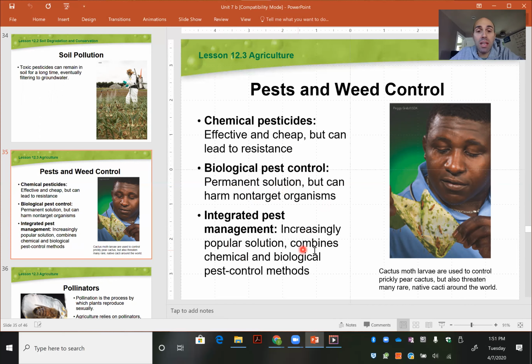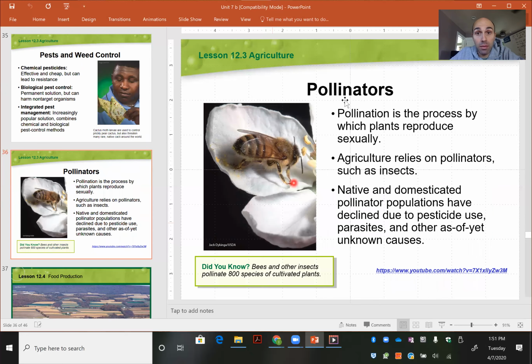Increasingly popular solution, combines chemical and biological pest control. We want to do everything we can to kind of control it without introducing chemicals. That's our last resort. Because when we introduce chemicals, we not only hurt pests, but we can also hurt other organisms like pollinators. And those pollinators are very, very, very important. Because like bees, that is what gives us our flowers, and it's what actually sets fruit. Fruit is pollinated, and that's what allows the fruit to grow.